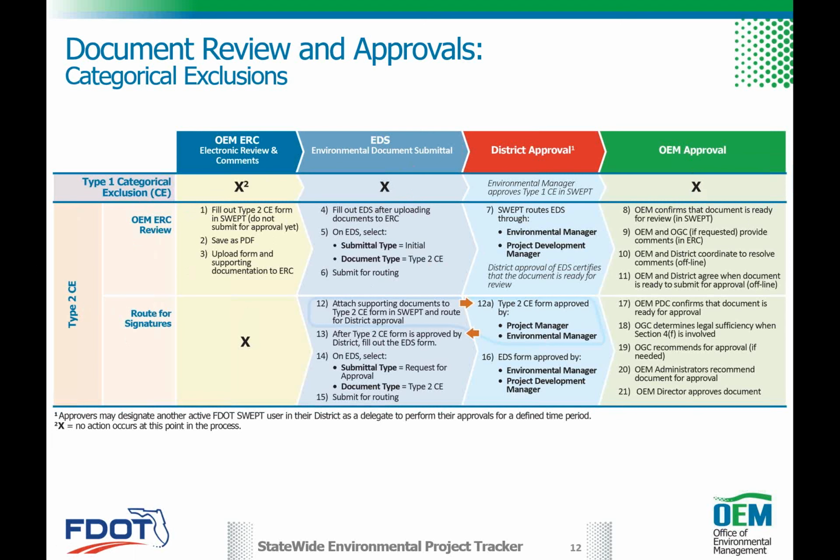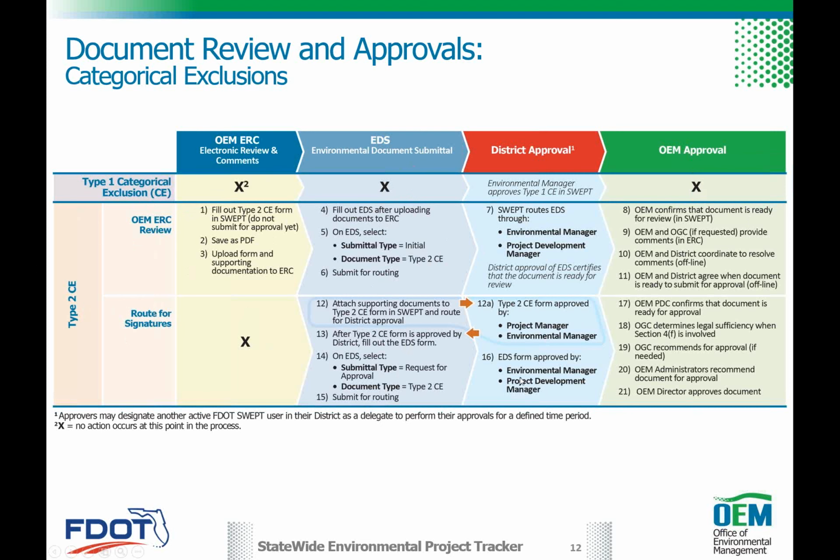So I've updated my Type 2 form. It looks the way it should. We've got it mapped to the right attachments. The project manager and the environmental manager have approved it. So now it's time to begin the routing process up to OEM to begin the signature process. So we're filling out our environmental document submittal form. This time the submittal type, unlike before where it was initial, is now request for approval. And again, the document type is a Type 2 because this is an original Type 2. And then we submit it for routing.